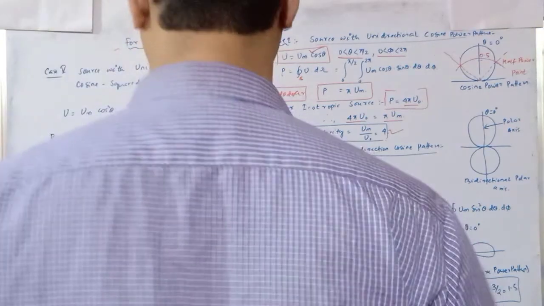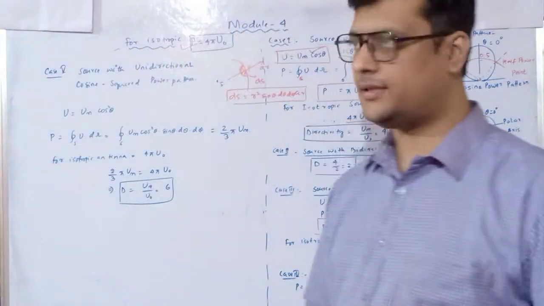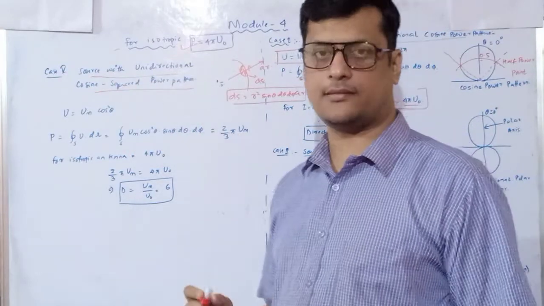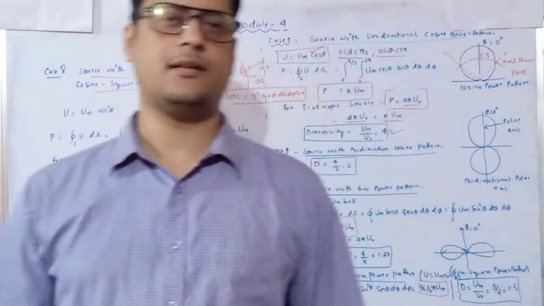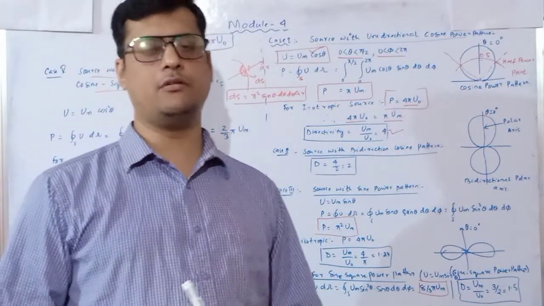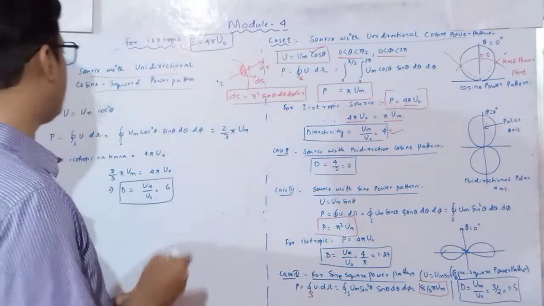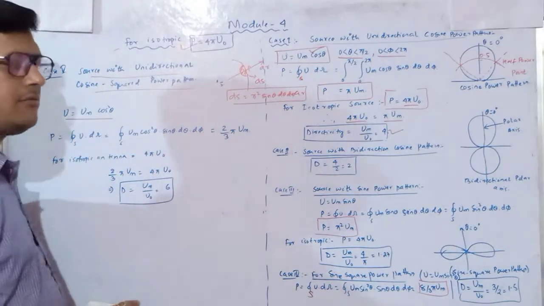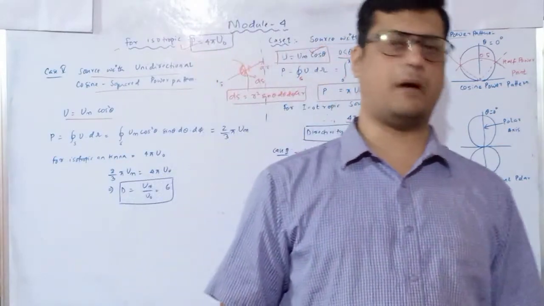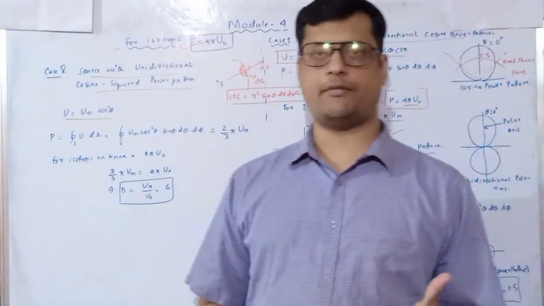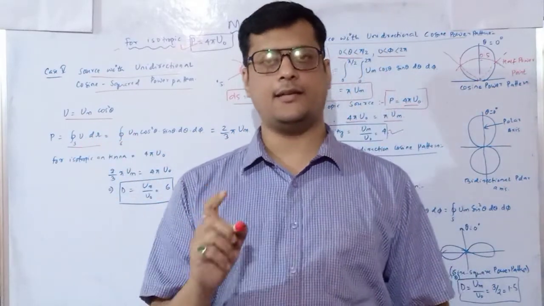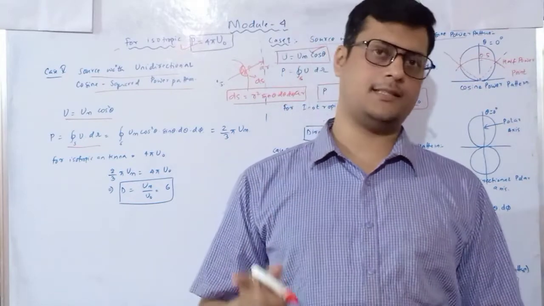Since we have a few more minutes, we will discuss the source with a unidirectional cosine square pattern. Cosine square pattern means, as I have told, that in place of U you have to substitute cos square theta. So here I have substituted U is equal to cos square theta. Now, as the procedure says, you have to find the power. First, identify the power as P is equal to the surface integration of intensity into d omega. D omega is the solid angle.